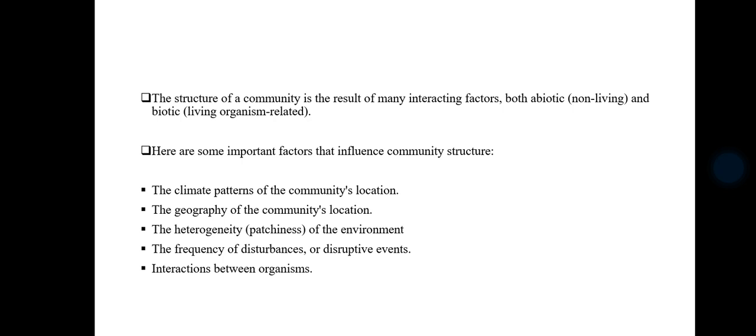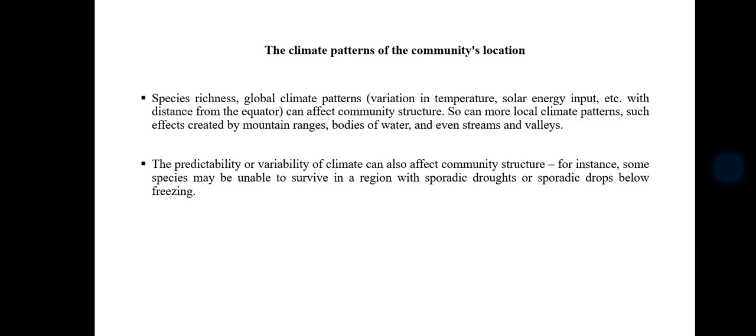Here are some important factors that influence community structure: the climate patterns of the community's location, the geography of the community's location, the heterogeneity, or patchiness, of the environment, the frequency of disturbances or disruptive events, and interactions between organisms.